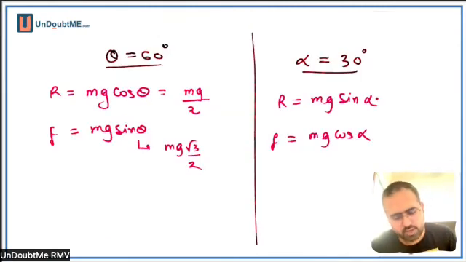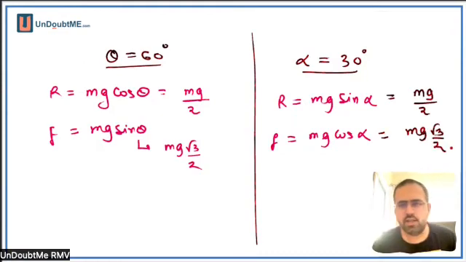Now, if I put the value of alpha as 30 degree, sine 30 is 1 by 2. Check it in the calculator. So R will be mg by 2 and cos 30 is root 3 by 2. You can check the same. So F will be mg root 3 by 2.